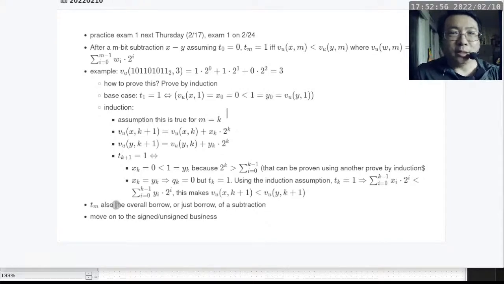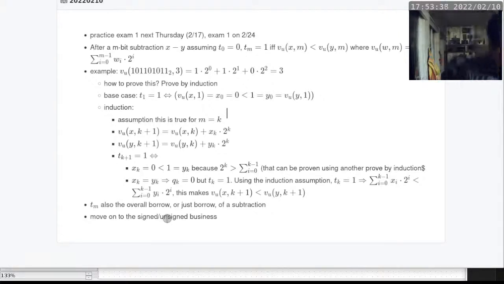So Tm in an m-bit subtraction is also just called the overall borrow, or just the borrow, of a subtraction. Before we move on to signed versus unsigned discussions, do we have any questions here? Remember, the proof itself is not important. The important part is we can look at the borrow flag, or the overall borrow, after a subtraction, and it is a 1 if and only if the minuend is less than the subtrahend, but only if you interpret the bits as unsigned values.